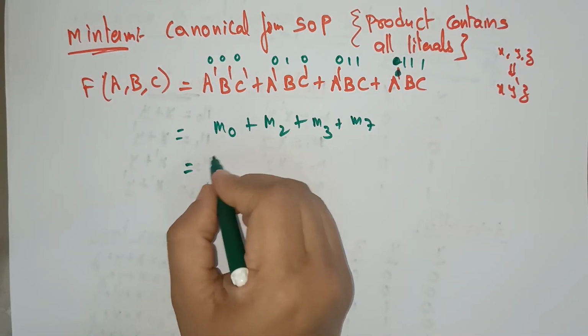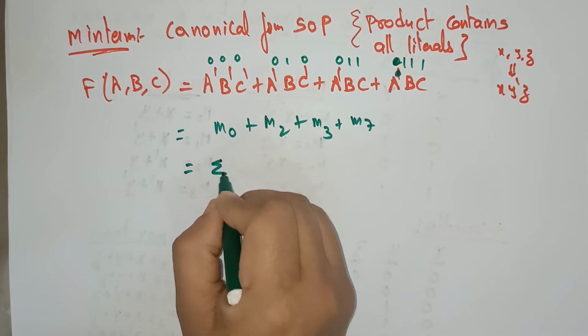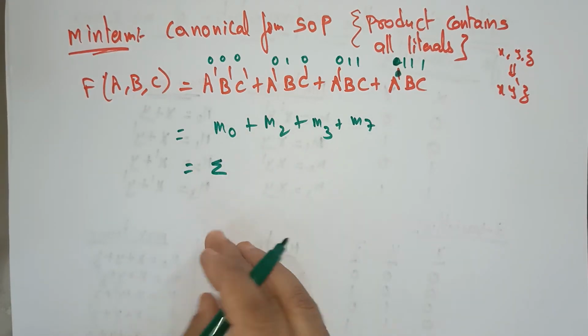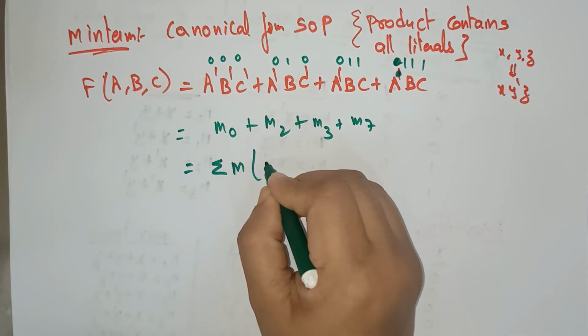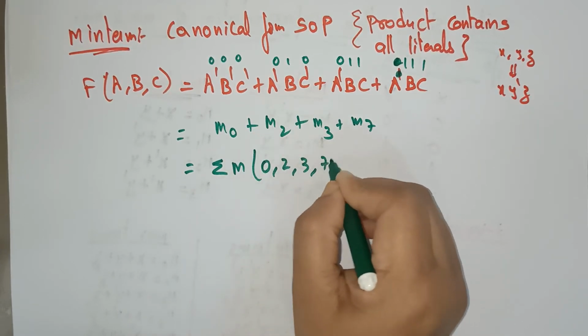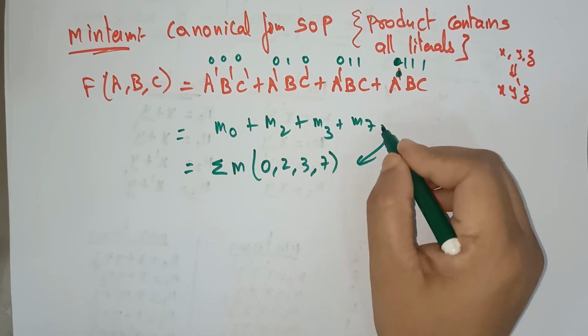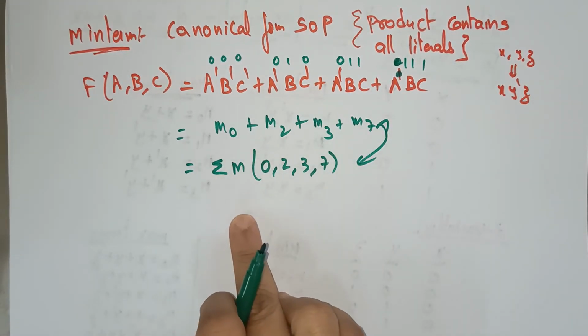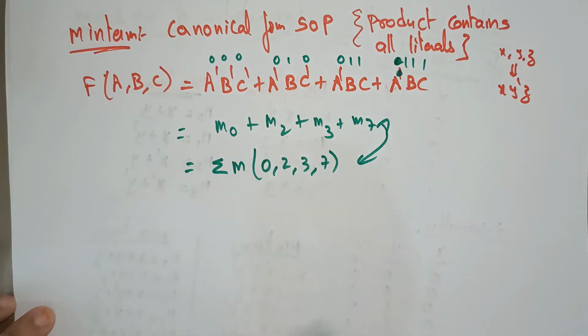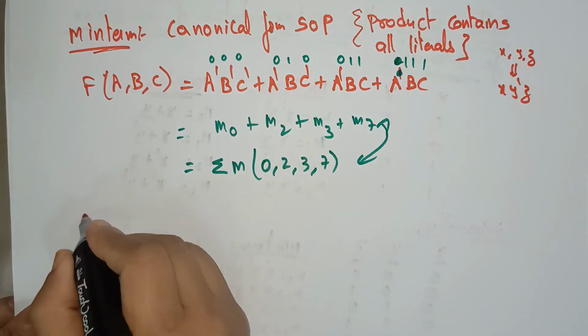So the min terms can be represented as sigma m. You can also write it as sigma 0, 2, 3, 7. Both steps are the same. Either you can represent it like this or like this. Okay, let me take one more example.